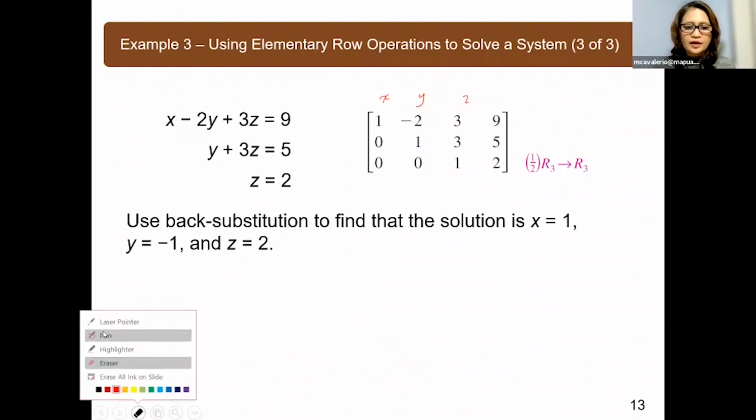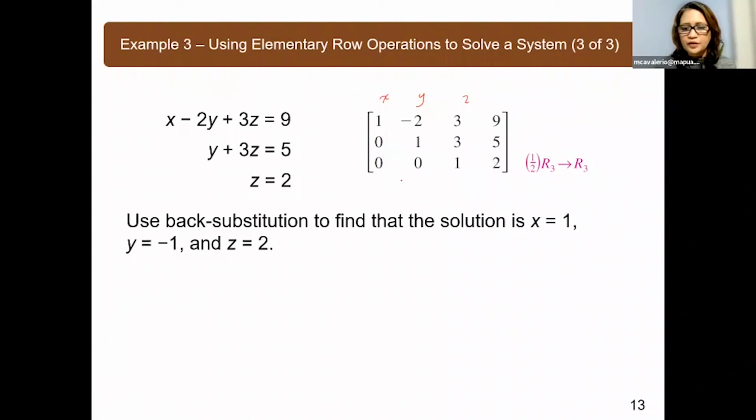Okay, so referring to row 3, this simply means that 1 times z is equal to 2. And then according to row 2, that means 1 times y plus 3 times z is equivalent to 5. And then for row 1, that means we have x minus 2 times y plus 3 times z is equivalent to 9. So we simply apply our back substitution to find the value of x, y, which is x is equal to 1 and y is equivalent to -1.